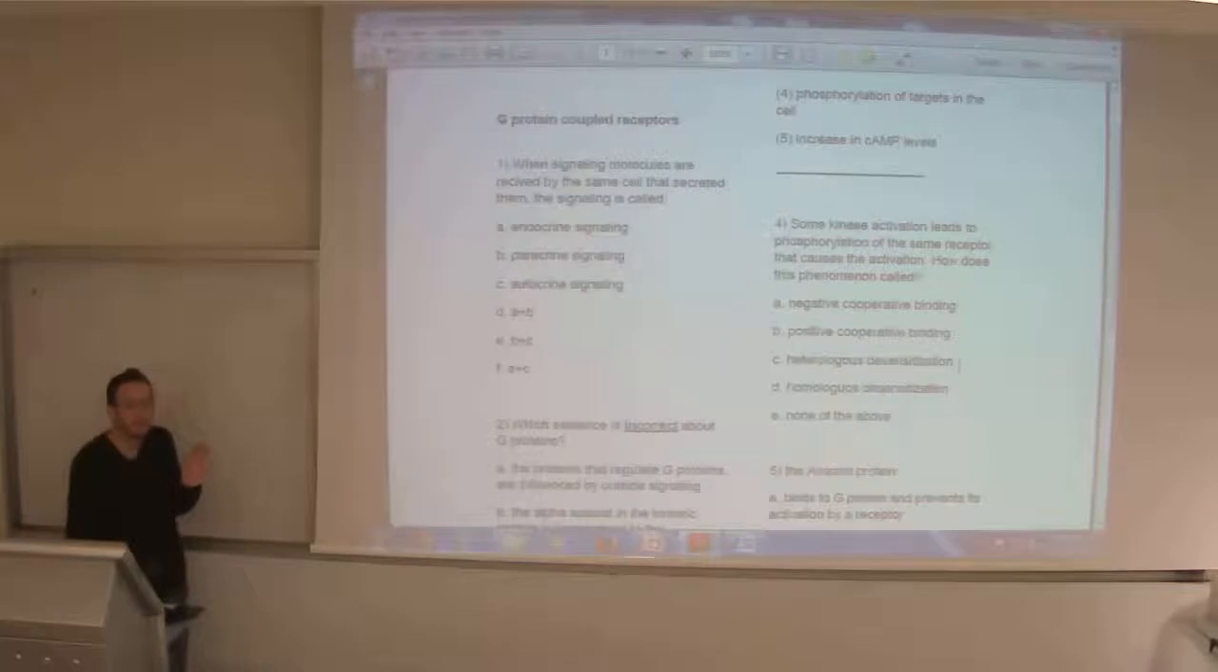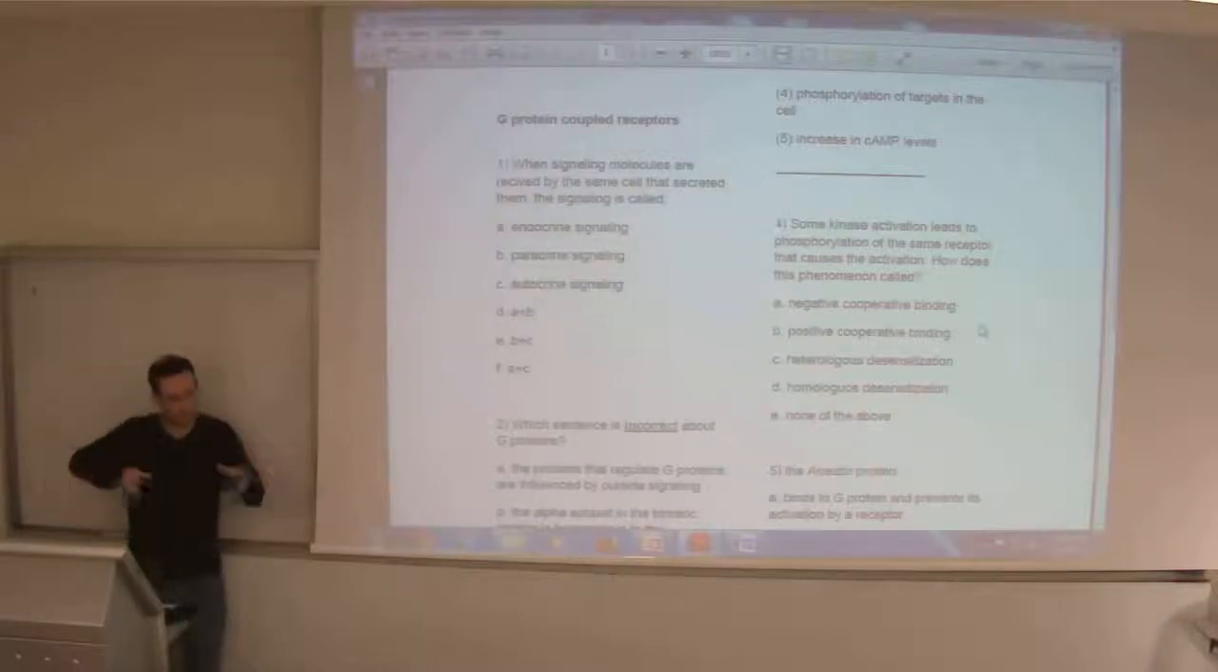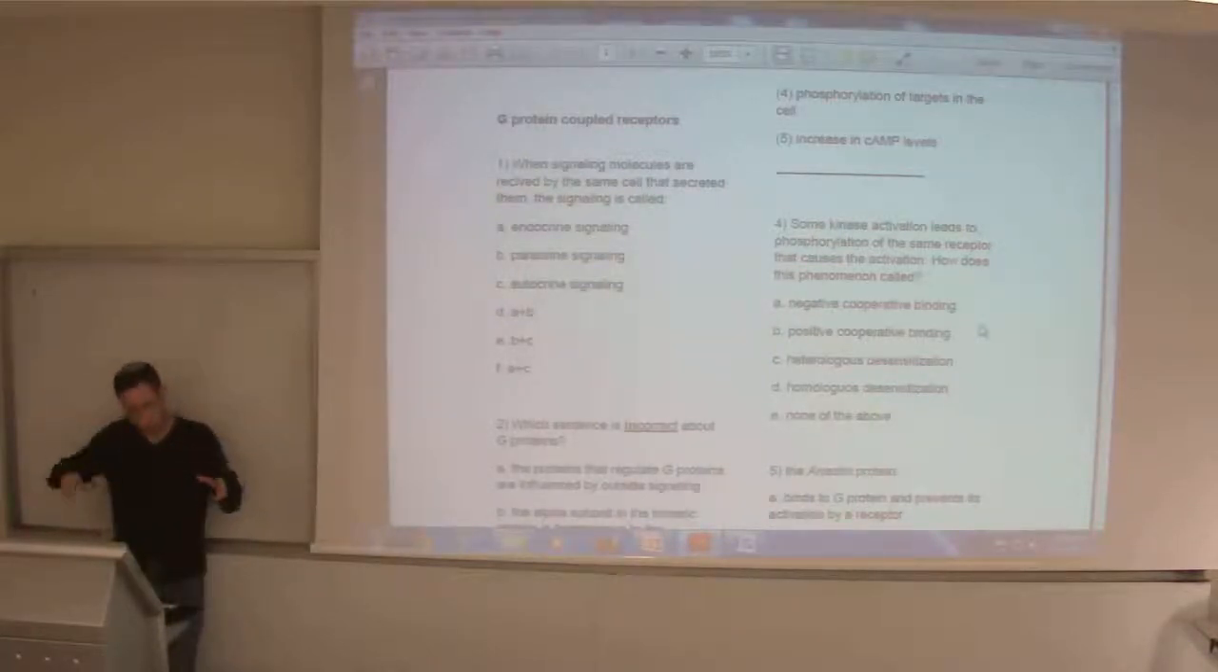What does cooperative mean in English? I mean, this is not Latin. Cooperative is when two or more things happen together, simultaneously, in a synchronized manner. So it's some kind of binding that happens together or is affected by more than one component, two or more components.